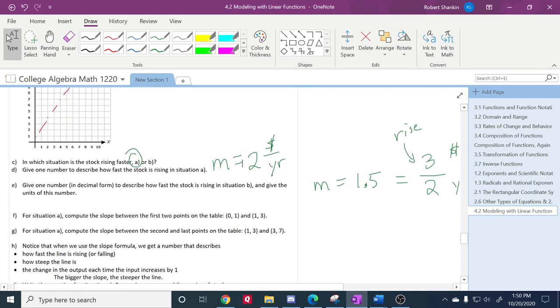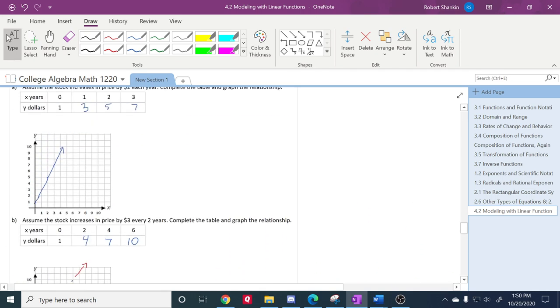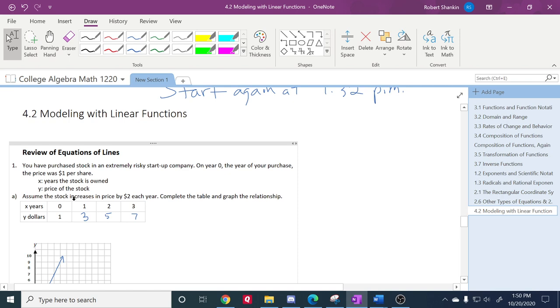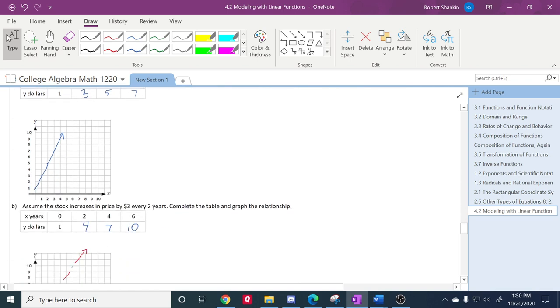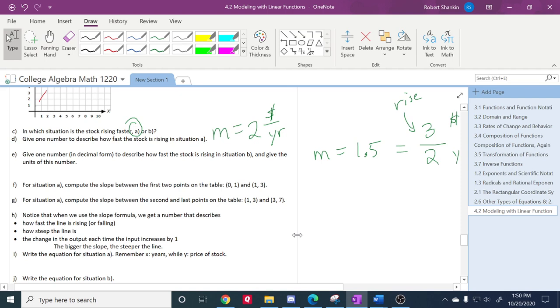Alright, so these, (0, 1) and (1, 3), are the first 2 points on this table. They're just vertically arranged. And when we compute the slope between them, it's the difference in the y's over the difference in the x's. And that's the slope that we were being told: how fast it's rising is $2 every year.